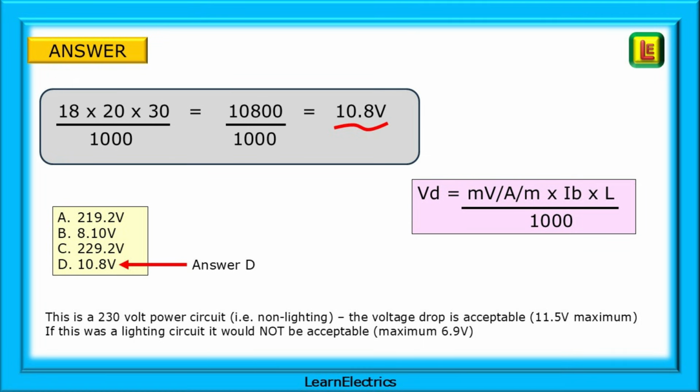This is a 230 volt power circuit, in other words, non-lighting. The voltage drop is acceptable as 11.5 volts is the maximum. If this was a lighting circuit, it would not be acceptable as the maximum permitted is 6.9 volts.